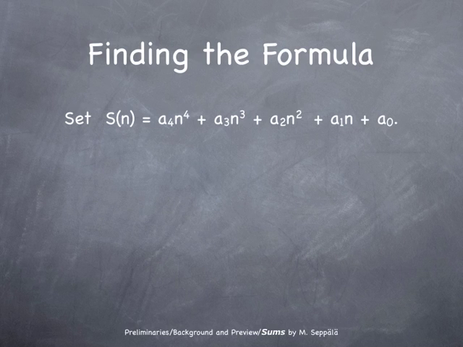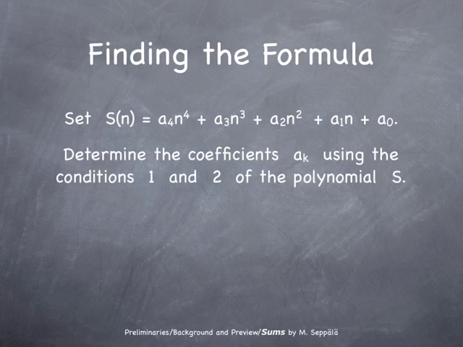Now this polynomial is of degree at most 4. Therefore it is of the type some number a4 times n to the 4th plus some other number a3 times n cubed plus a third number a2 times n squared plus a1 times n plus a0. And these unknown coefficients ak will be determined using the conditions 1 and 2 of the polynomial S. These properties of S follow immediately from the definition of the polynomial S as the sum k from 0 to n of k cubed.